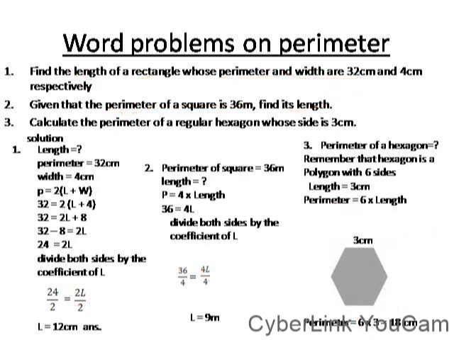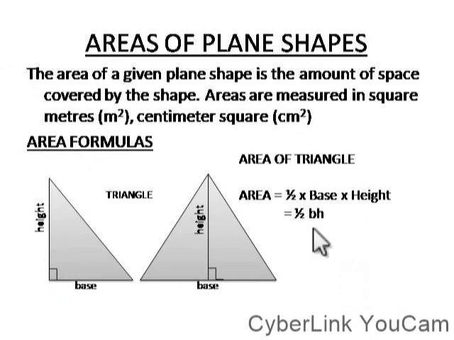Now let's quickly move to the next one. Here we have areas of plane shapes. The area of a given plane shape is the amount of space covered by that shape, just like I explained earlier on. The area is measured in square meters, which we call meter square, or centimeter square, as we can see here. This is a triangle.